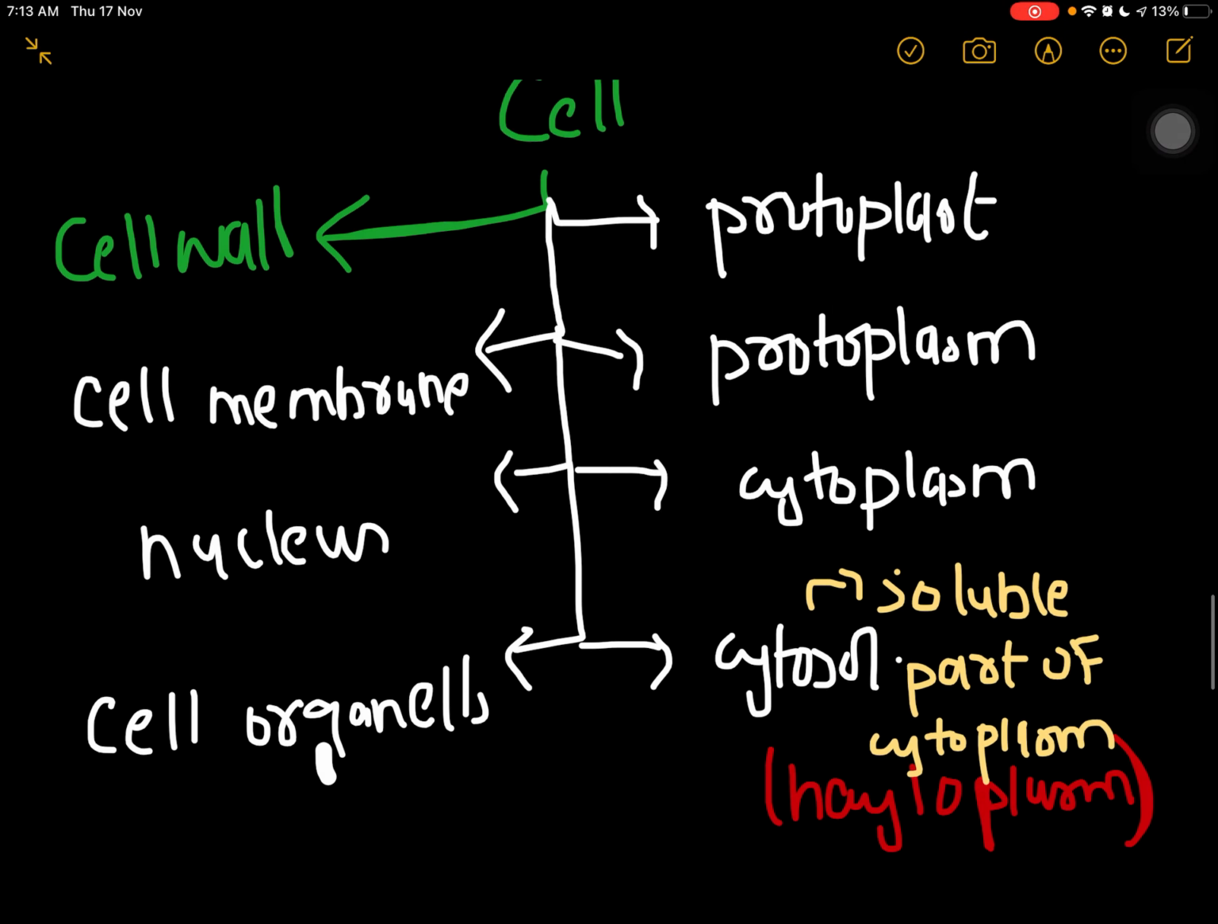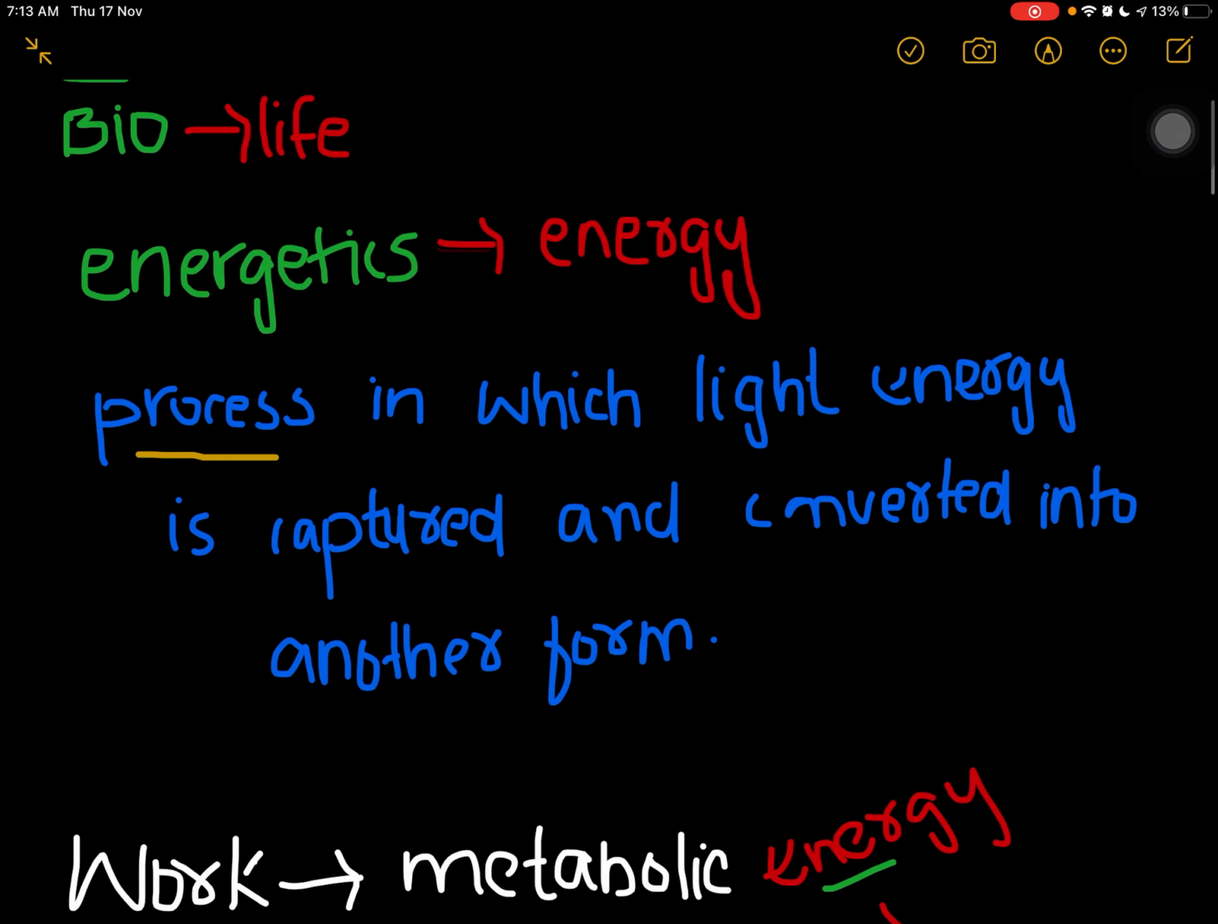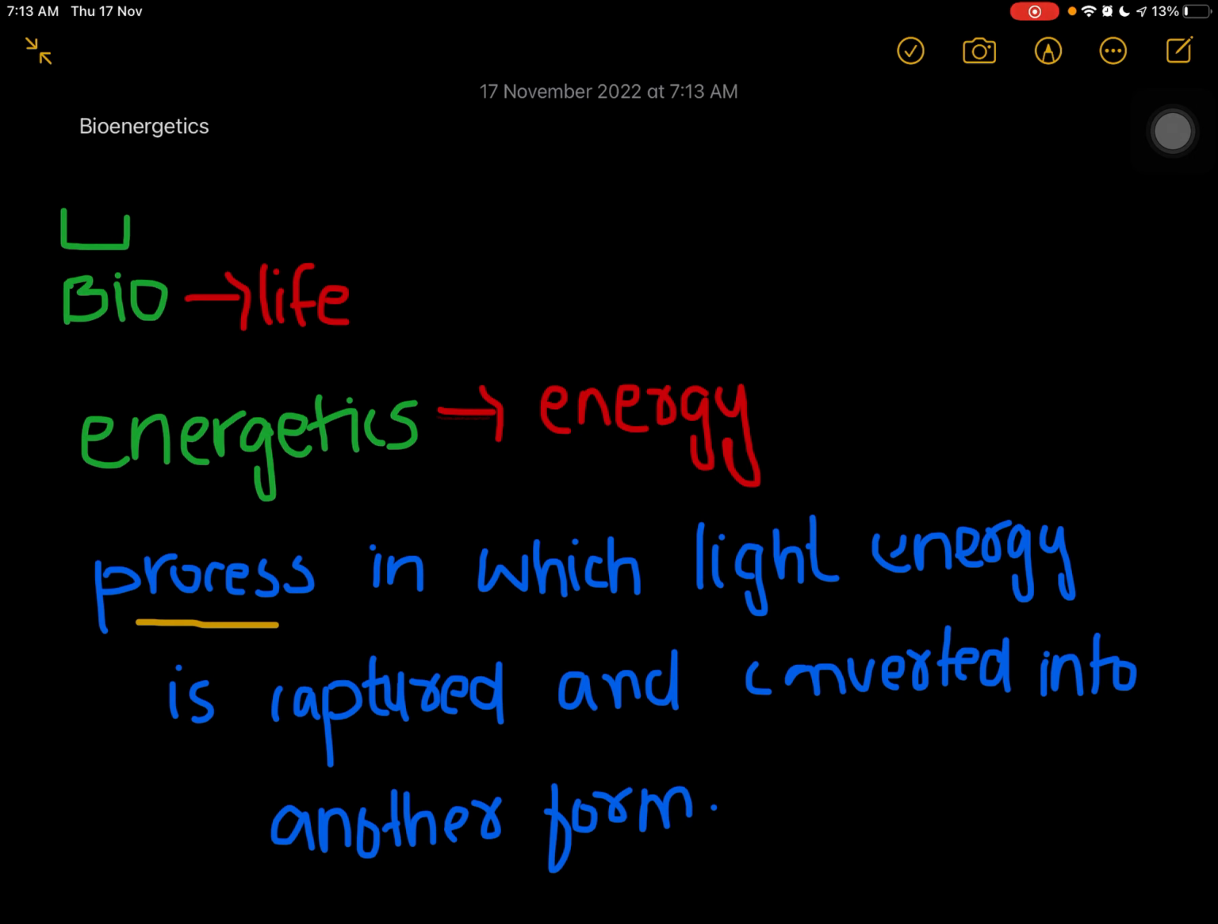So I hope the basic introduction of bioenergetics is clear to you. And one more thing: for bioenergetics it is necessary to know the structure of chloroplast and mitochondria. So in my next video I'll be teaching you the basic and very detailed structure of mitochondria and chloroplast, because it will help you in the processes of photosynthesis and respiration. And then after studying the basic structure of mitochondria and chloroplast, we'll start photosynthesis.